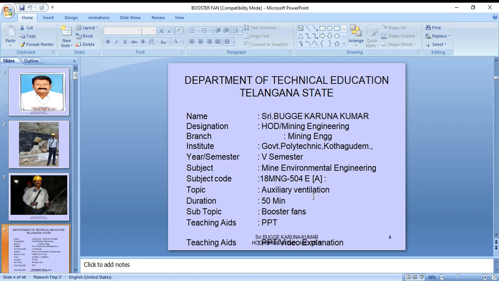Well, today the subject is environmental engineering, in part the auxiliary ventilation system, the booster fans. We are going to discuss it. We have already covered some air ducting, forced and exhaust systems. These things are already covered. The booster fan system part, we are going to explain today.